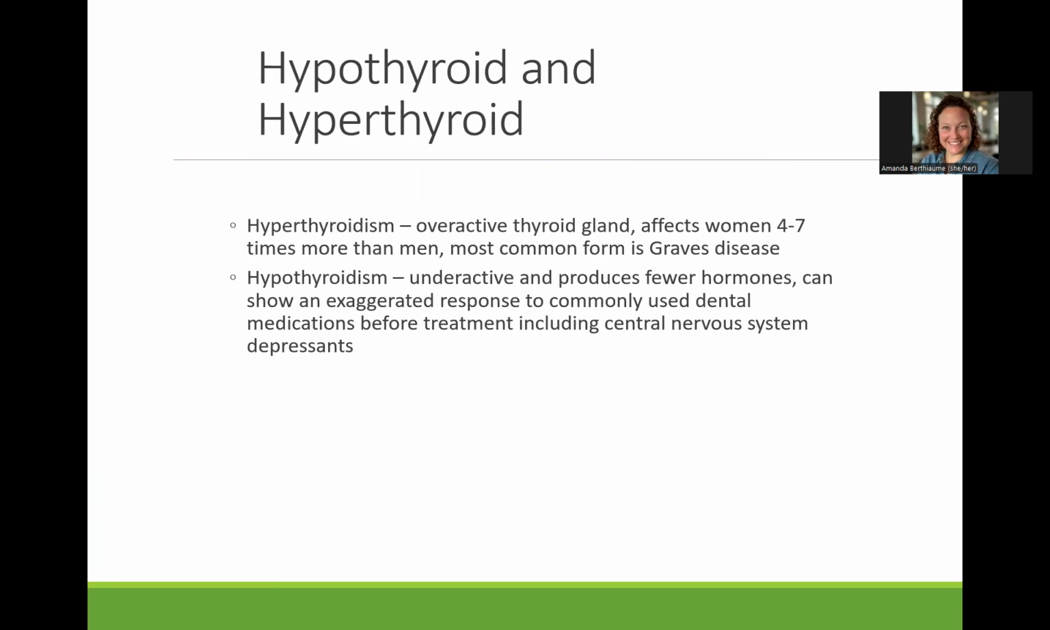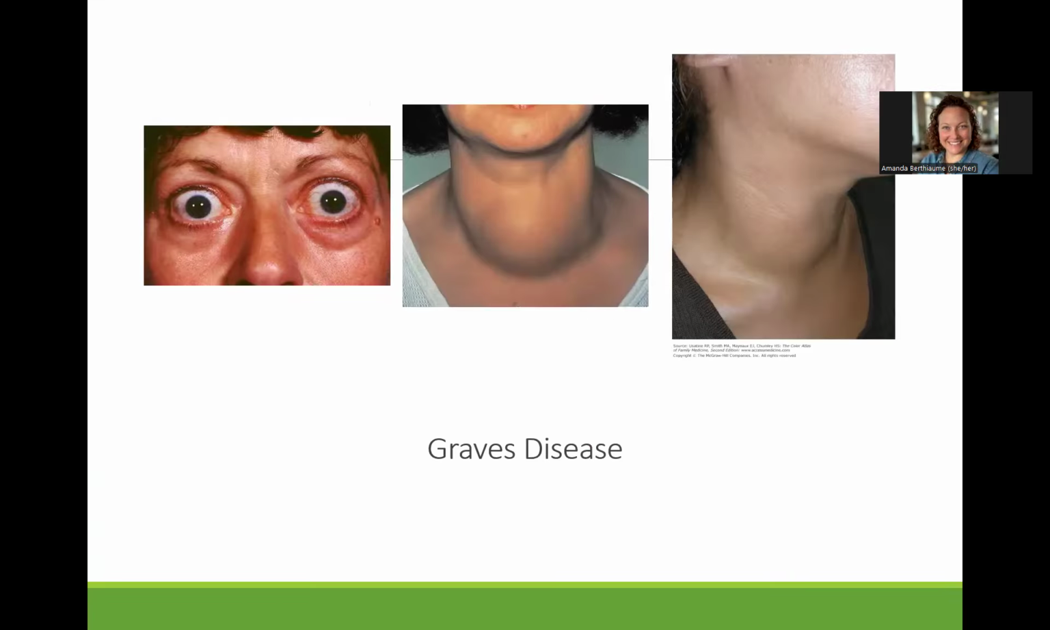And hyper is going to affect mostly women, more women than men. And the most common form is Graves' disease. And hypo is underreactive, right? Not enough hormones, and it can affect the central nervous system. These folks might be on lifelong medication to correct this, but there are going to be different signs or symptoms for that.